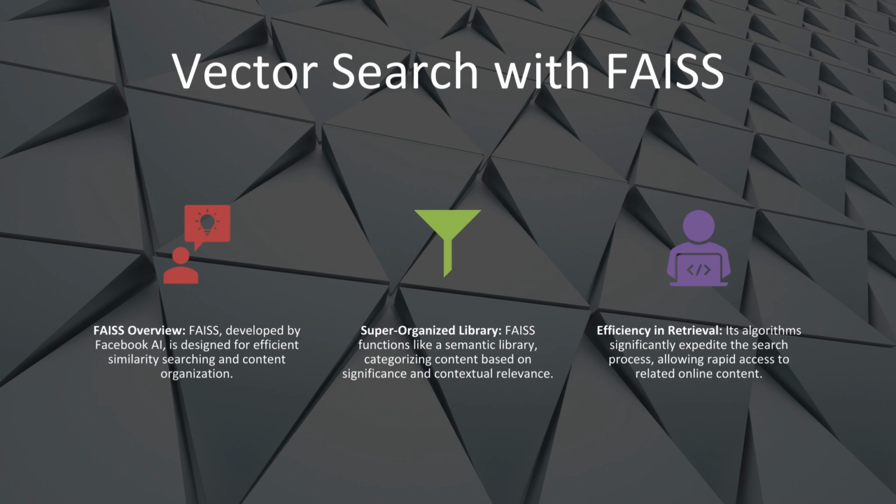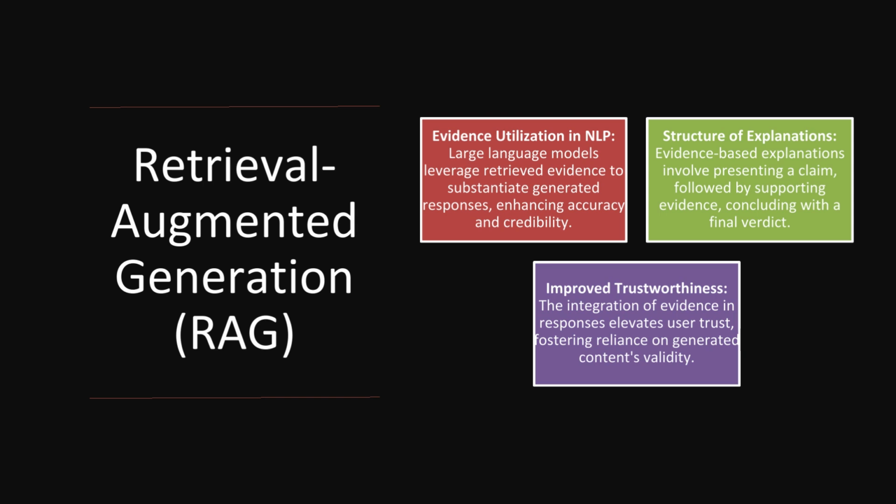Think of it like a super organized library, but instead of Dewey Decimal, it arranges things so you can instantly find related concepts. Right. So a new claim comes in, we make its fingerprint, and FAISS finds the closest matches from our fact check database almost instantly, like a super fast related content search based on actual understanding. Exactly. And that naturally leads us to Retrieval-Augmented Generation.